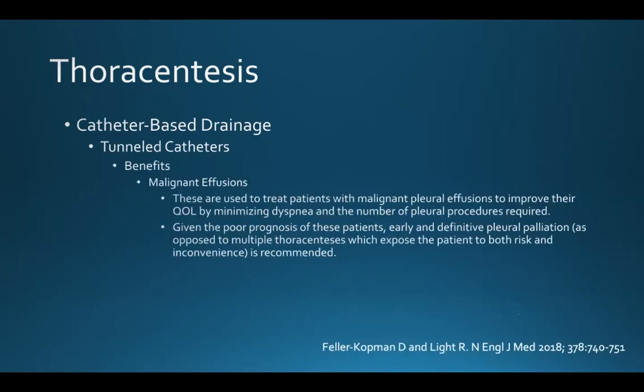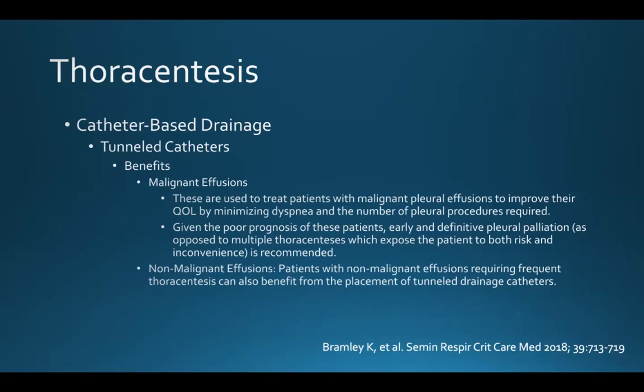Tunneled catheters can be used to treat patients with malignant pleural effusions, and it has been shown to improve their quality of life. And in fact, it does such a good job that we really should be thinking about this on the sooner side, or as soon as we appreciate that a patient has the need for repeat thoracentesis procedures. Patients with non-malignant effusions requiring frequent thoracentesis can also benefit from these tunneled catheters.